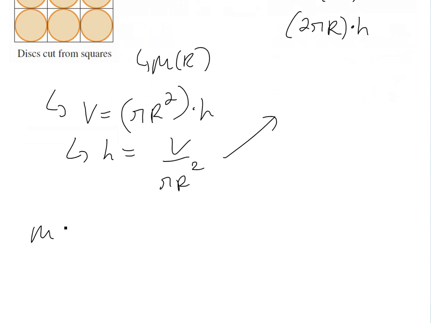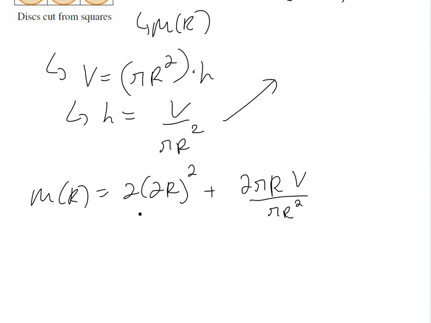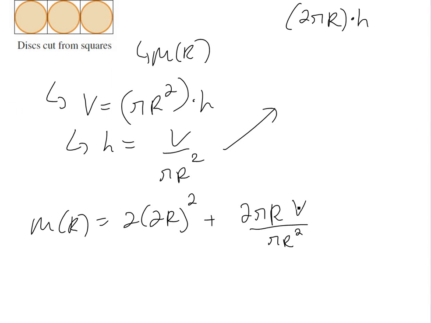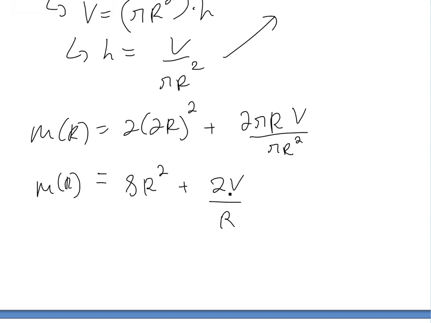And we will get m of r is equal to, basically, over this one. So this is h in this case. It's going to be v over pi r squared. And simplifying this one, we're going to get basically 8r squared plus 2v divided by, this cancels here.